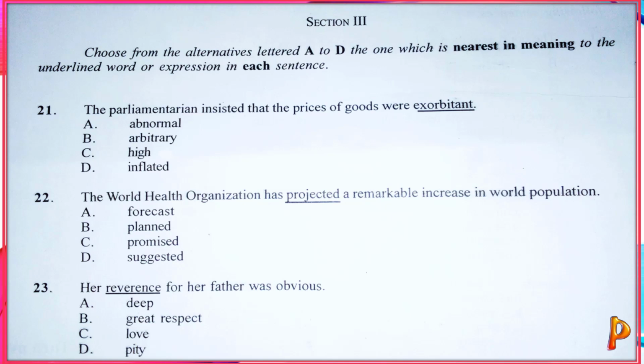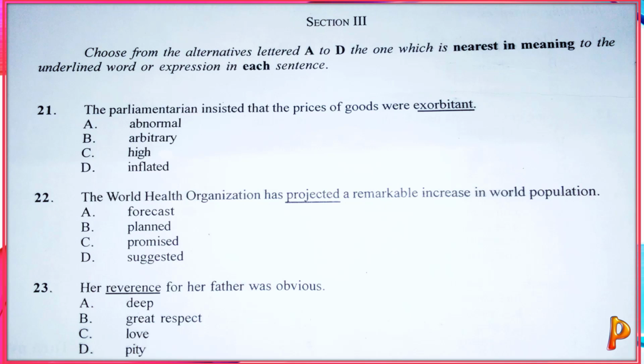Question 21. The parliamentarian insisted that the prices of goods were exorbitant. A. The prices of goods were abnormal. B. The prices of goods were arbitrary. C. The prices of goods were high. D. The prices of goods were inflated. The correct answer to this question is answer space C. The parliamentarian insisted that the prices of goods were high.